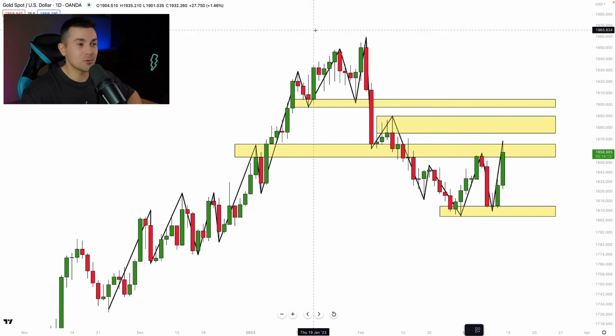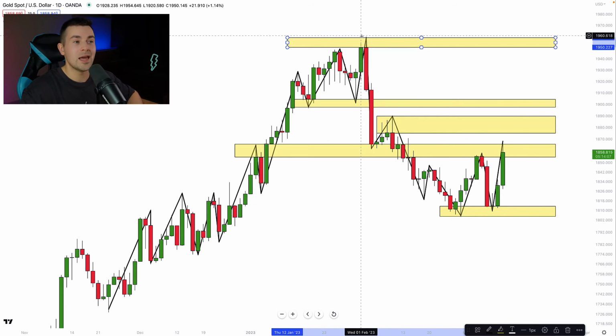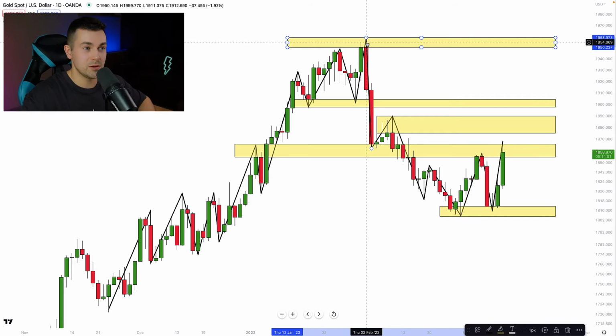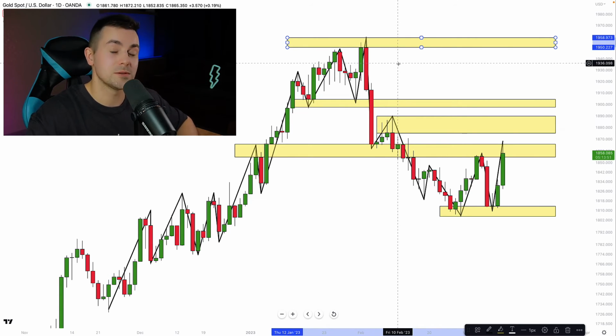Lastly, analyzing the resistances, we have a very important resistance right here based on the current market high. And you can see that from that high, a very strong bearish impulse initiated. So definitely for the market participants, that structure was very important in the past, and with a very high probability that structure will be important for the market participants again in future.